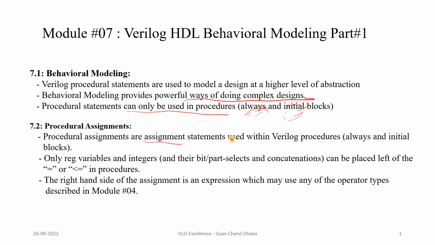So procedural assignments are assignment statements used within Verilog procedures, which are always and initial blocks. And as I covered in our previous module as well, only reg type of variables and integers can be placed at the left hand side of the expression. And a very important point, the procedural assignments happen by making use of two types of operators, which are equal and less than equal to. This is basically called a blocking assignment, and this is called a non-blocking assignment. We will cover both blocking and non-blocking assignments in the next slides. And the right hand side of the assignment in an expression in a procedural block can be any type of the data type, which we discussed in our module 4.